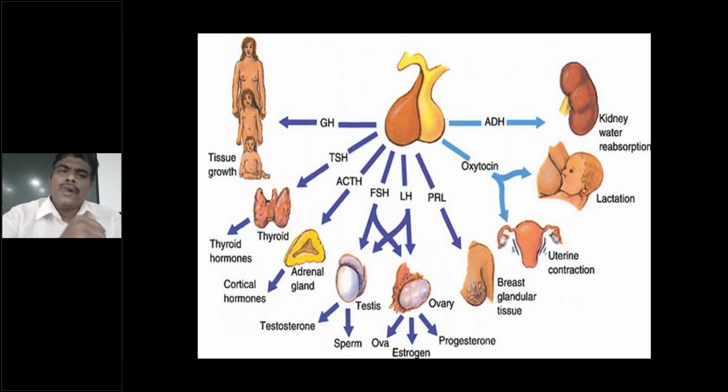Next, thyroid stimulating hormone acts on the thyroid gland to facilitate the release of thyroid hormones. Adrenocorticotropic hormone acts on the adrenal gland to release cortical hormones. Follicle stimulating hormone and luteinizing hormone act on the testis and ovary, and help in the release of testosterone and sperm, and from the ovary, ova, estrogen, and progesterone. Prolactin especially acts on the breast glandular tissue. So these are the anterior pituitary hormones.